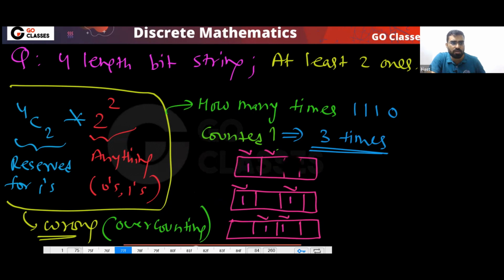So these are reserved for ones. And in the remaining, you can put 1 0. So there are 3 times you have counted this string. This string you have counted 3 times.